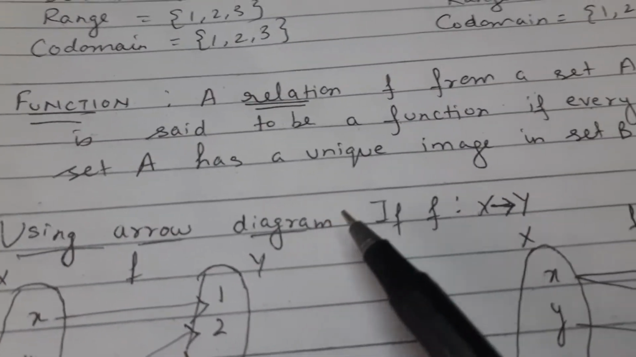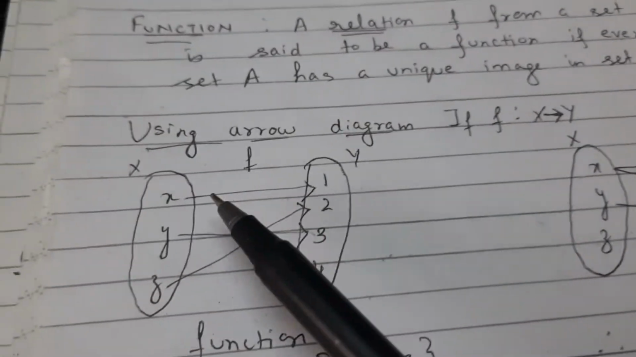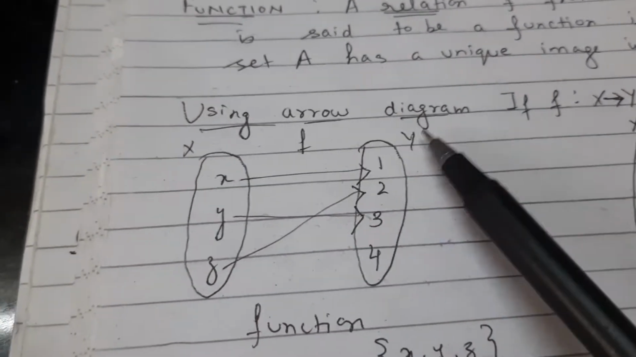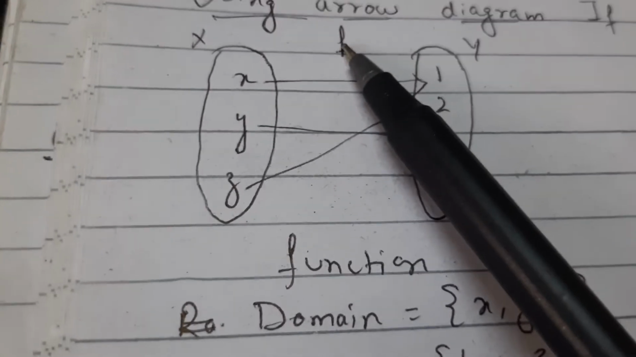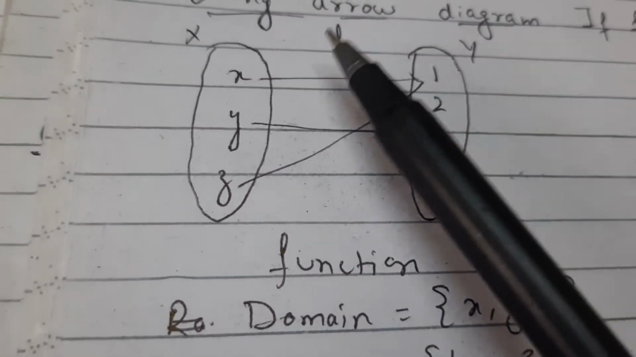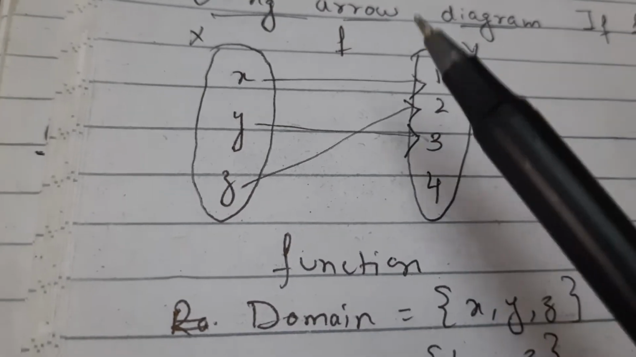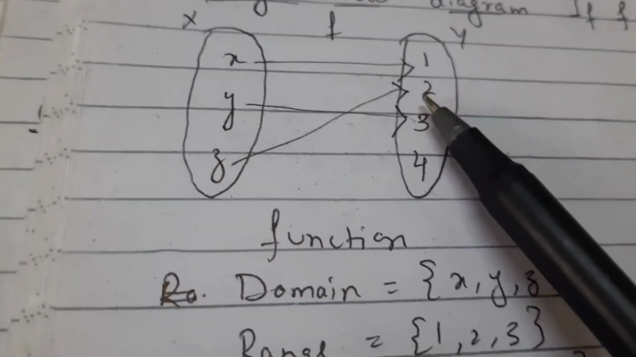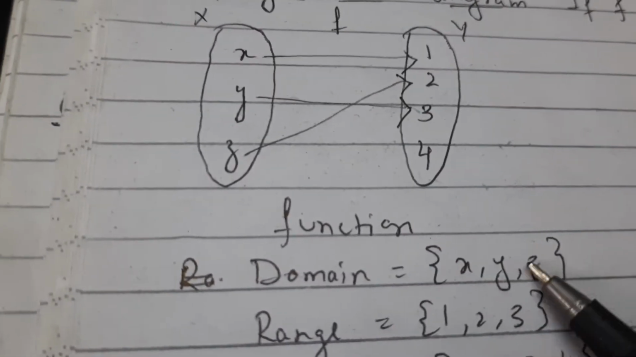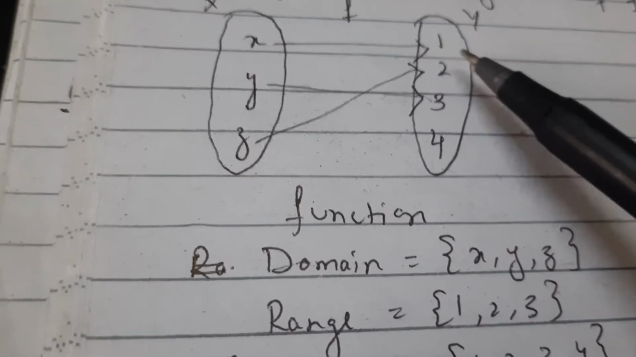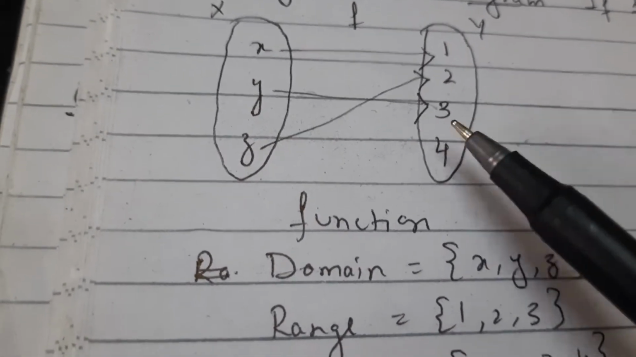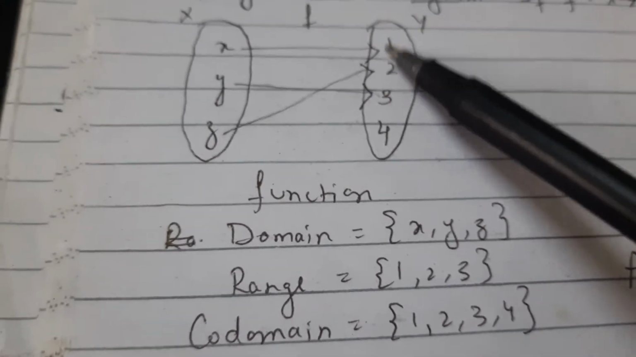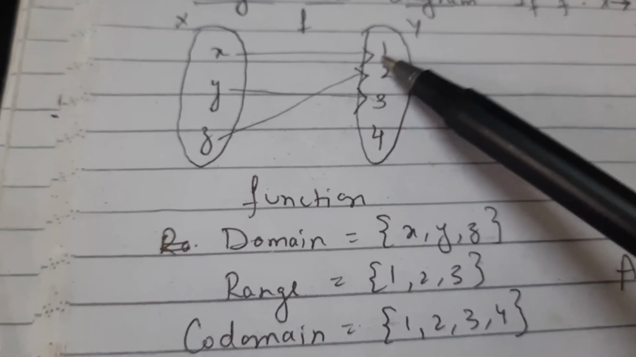Using an arrow diagram, if f is a function from X to Y, just see, this is f and there are two sets X and Y. Is it a function? You can write f of x is equal to 1, f of y is equal to 3, f of z is equal to 2. So all the elements have a unique image, and the domain over here will be {x, y, z}. The range will be {1, 2, 3} because only these are associated with the elements of X. And 4 is unused, so it will come in the codomain. The codomain will be all the elements of set Y, and the range will be only {1, 2, 3}.